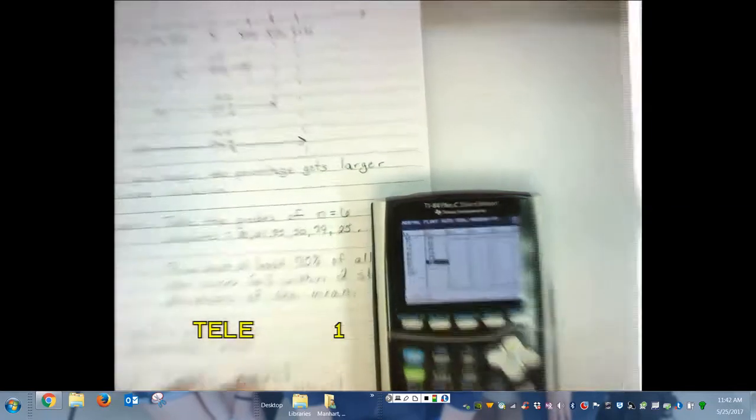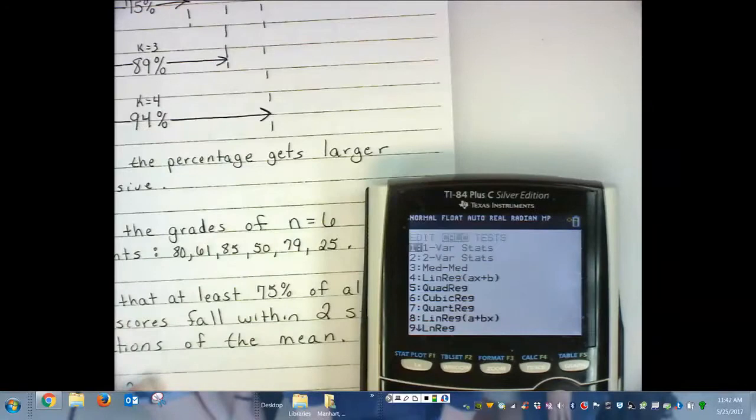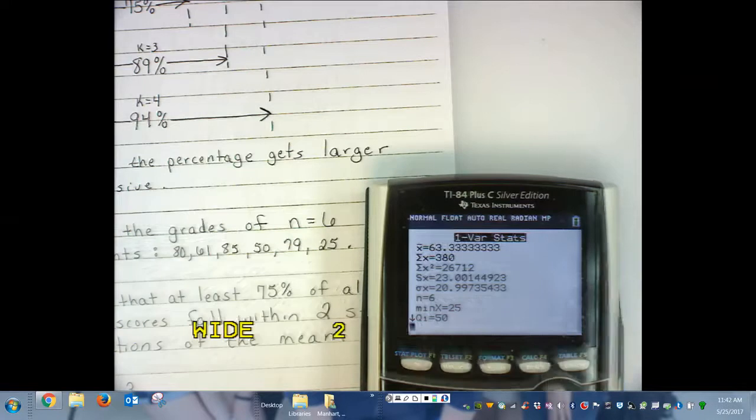And let the calculator do the magic for me. I'm going to go to Stat, Calculate, One Variable Statistics, and I'm going to say my data is raw data. It's in my L2, so you can use something other than just L1 if it's a raw data problem. I want to put it in L2 and press Calculate. And it looks like the average is 63.3 repeating, and the standard deviation is 23.00144923. So you have to know those values before you can prove Chebyshev's theorem.